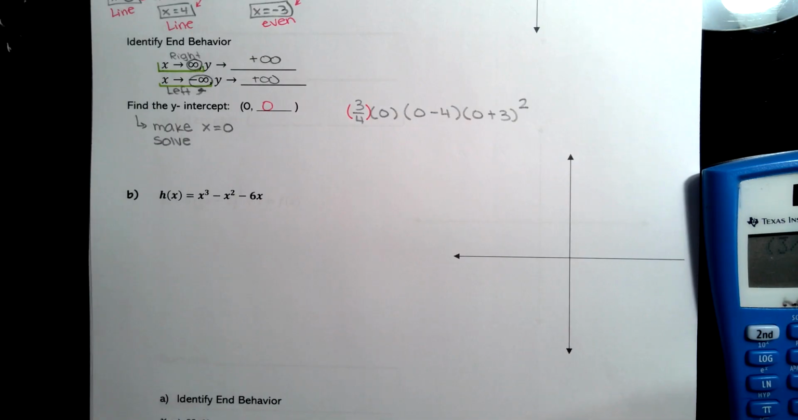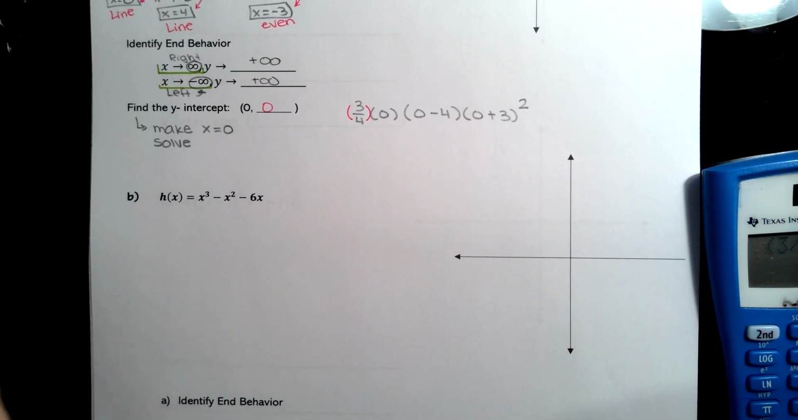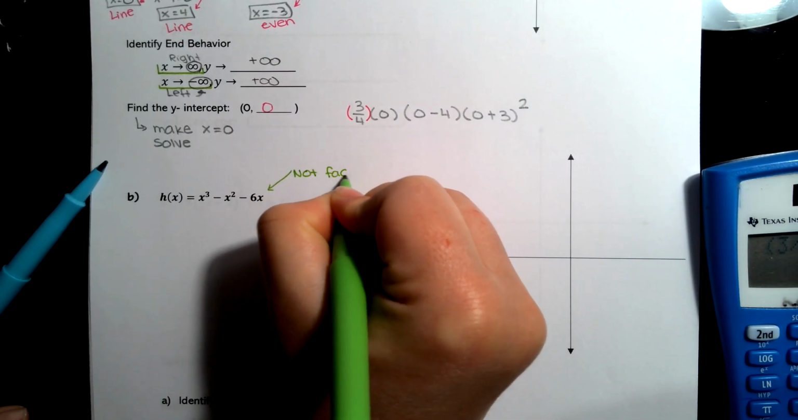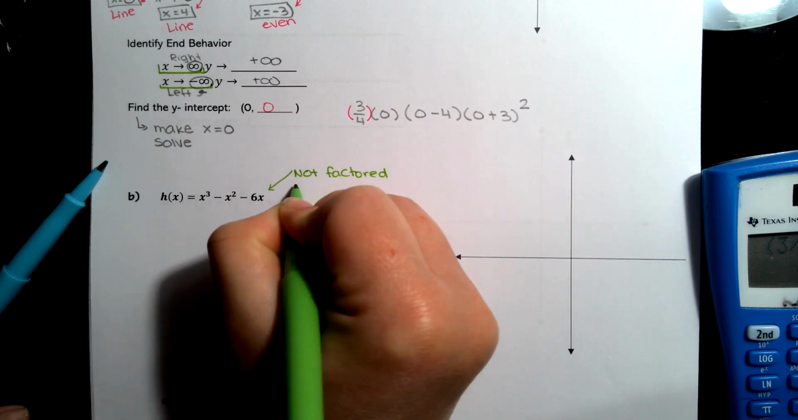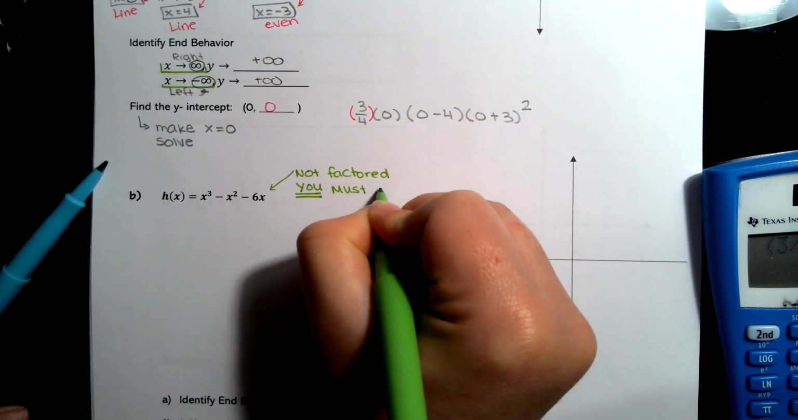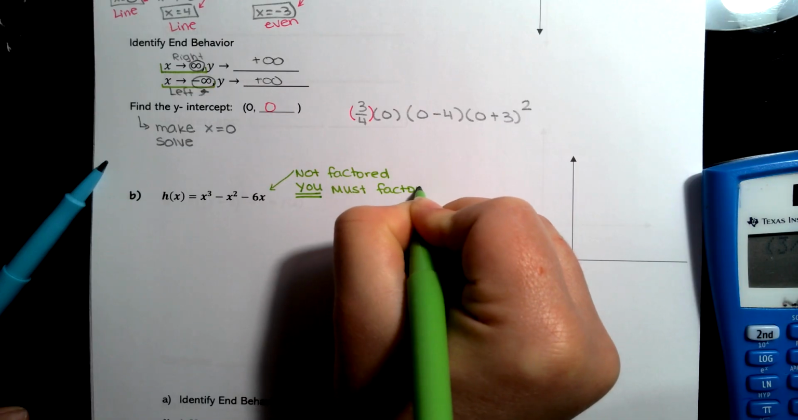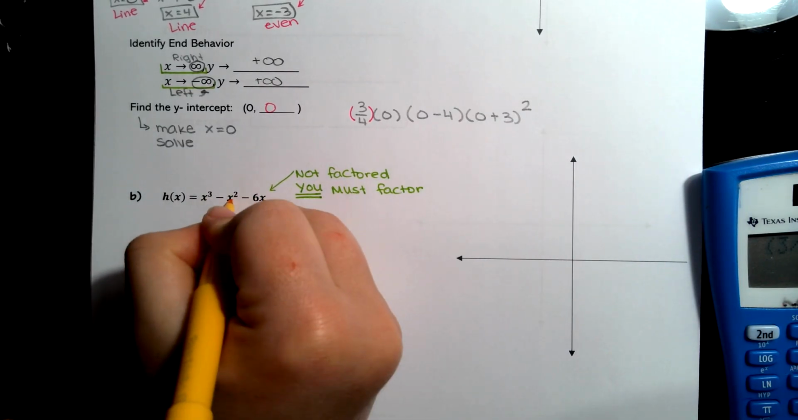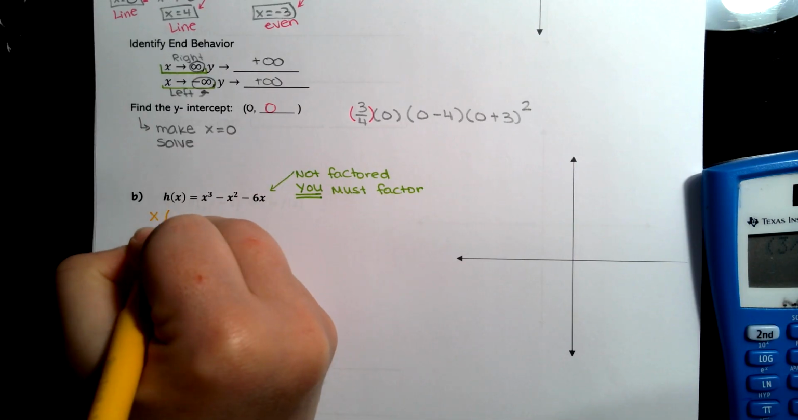Now this one's going to be pretty much identical with one exception. Notice that there are no parentheses. So this means it's not factored. That means you must factor. So we're taking a look at what we have. Okay, well, what do we have? I see an x, x, x, so we're going to remove an x.